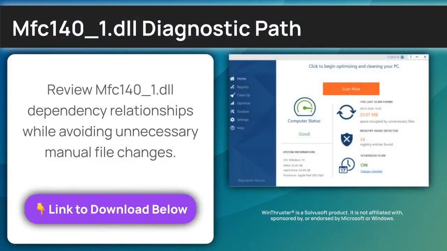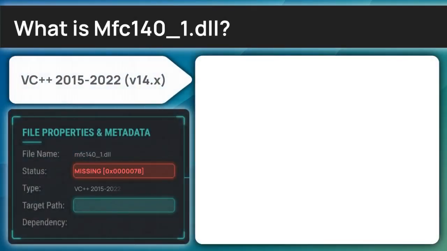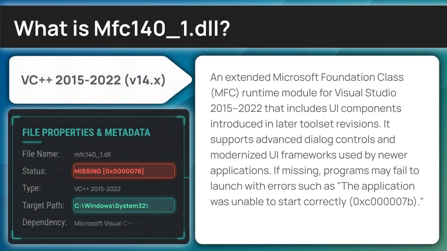This is the Microsoft Foundation Class 141, an extended Microsoft Foundation Class (MFC) runtime module for Visual Studio 2015-2022 that includes UI components introduced in later toolset revisions. It supports advanced dialog controls and modernized UI frameworks used by newer applications. If missing, programs may fail to launch with errors such as "The application was unable to start correctly, 0xc000007b."